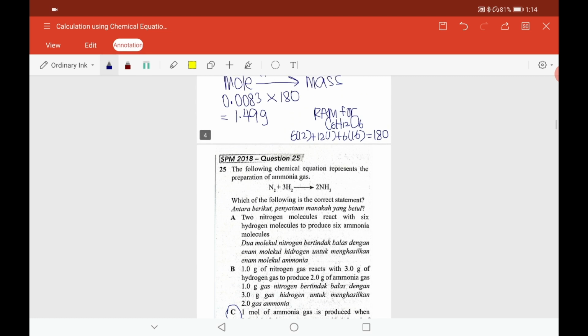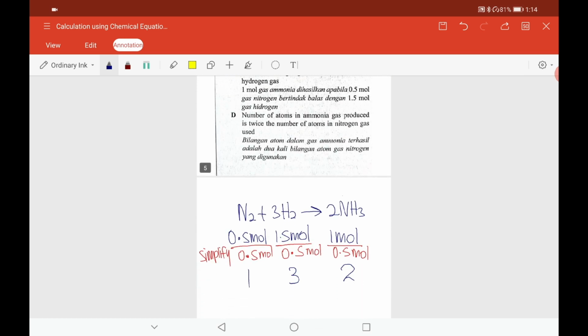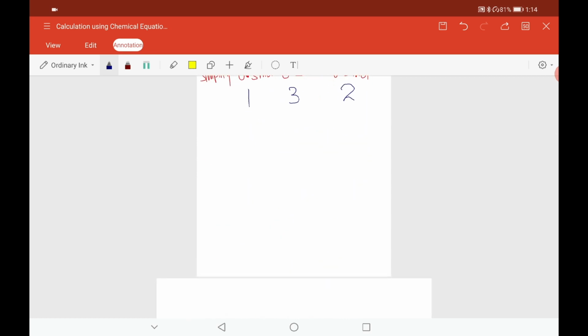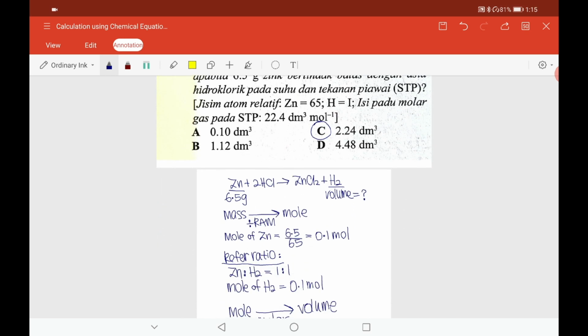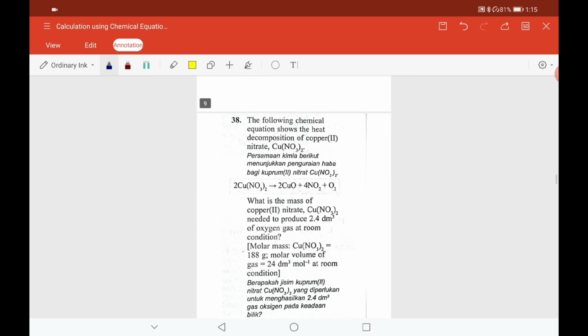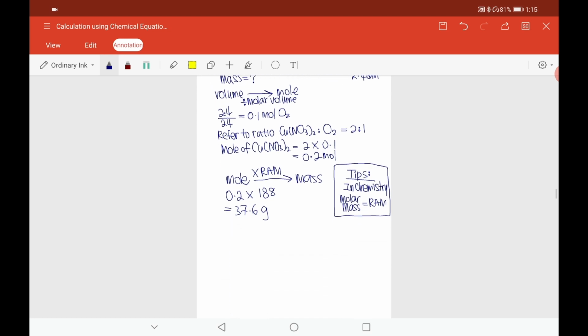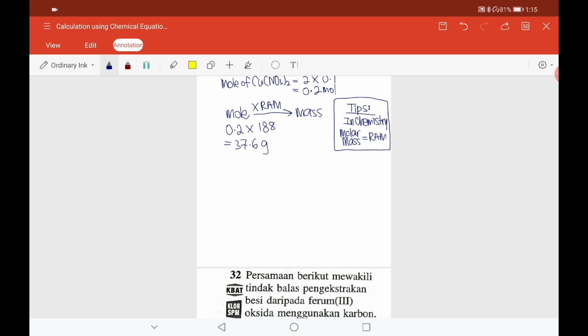Whenever you want to do a calculation that involves a chemical equation, it's always a 5-step process. Step number 1, write a balanced chemical equation. Step number 2, ask yourself what you have and what you want. Step number 3, convert what you have into mole first. Whatever thing you have, just convert it into mole first. Step number 4, by using mole ratio, find the mole of another substance.